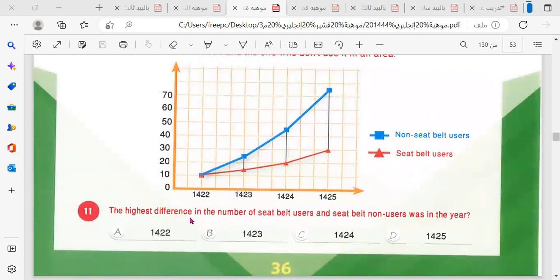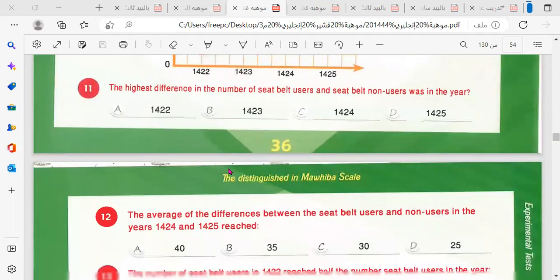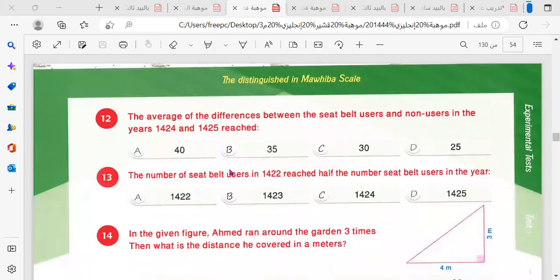The highest difference in the number of seatbelt users and seatbelt non-users was in the year... So what's the answer? You think here? It is D. In the figure, we find that the highest difference was in D. Right. Okay, question number 12. Okay, complete, Hadi.